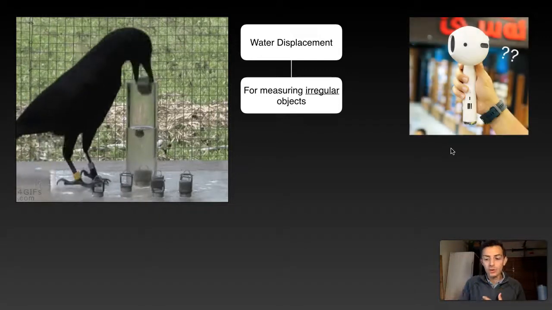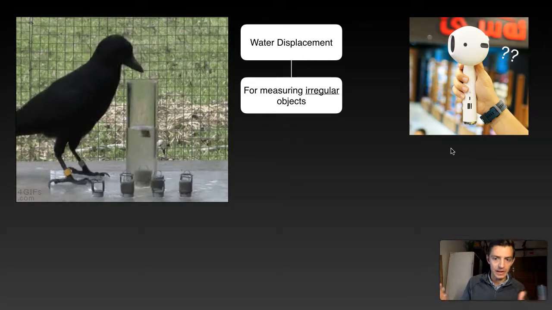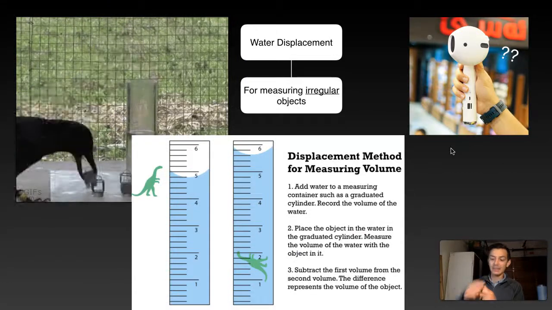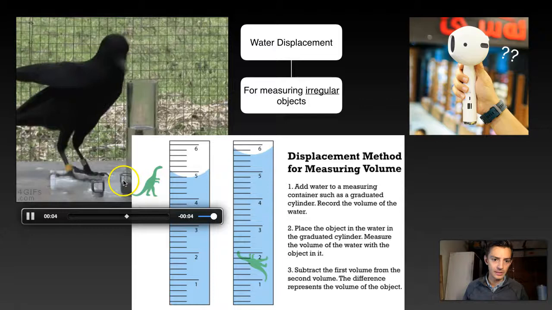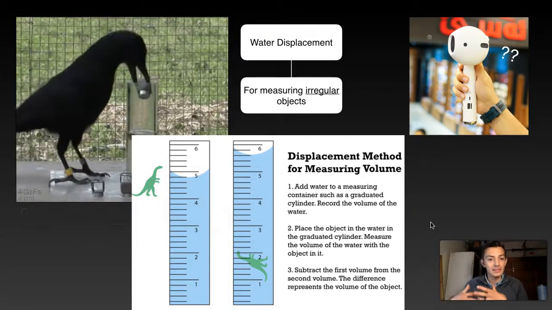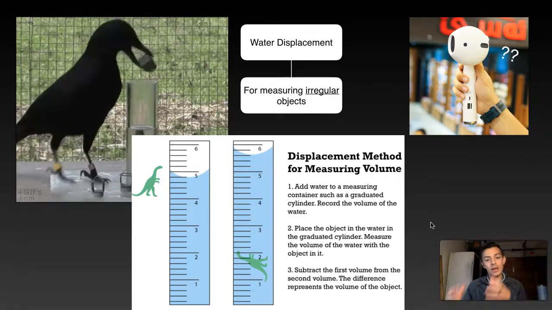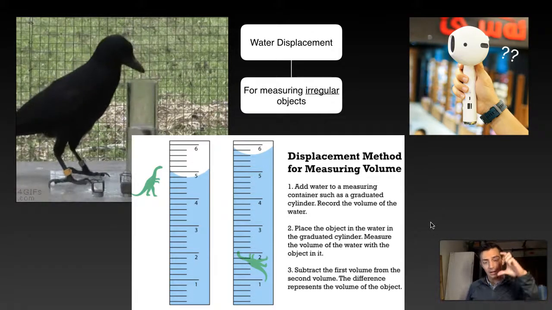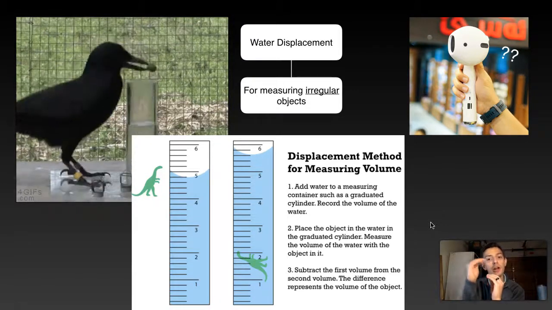So how does this work? Well, how would I measure the volume of an AirPod? This is a giant AirPod, but how would I measure the volume of something like that? I can't measure that with a ruler. So for an AirPod, a funny little dinosaur, whatever it is, I could measure the water displacement, and that would give me the volume. The way this works is that you add the object to a device like a graduated cylinder, and you measure how much the water goes up.